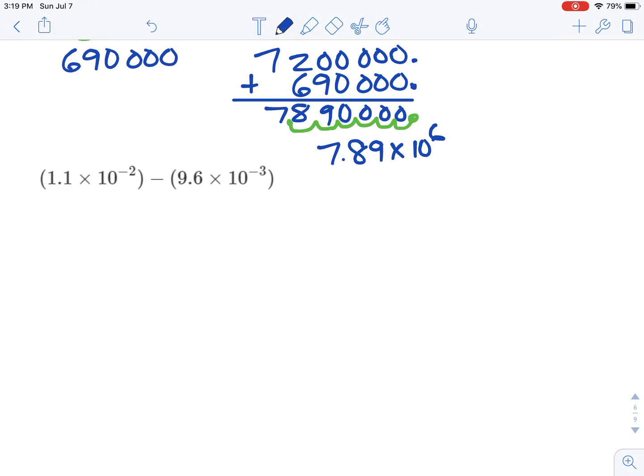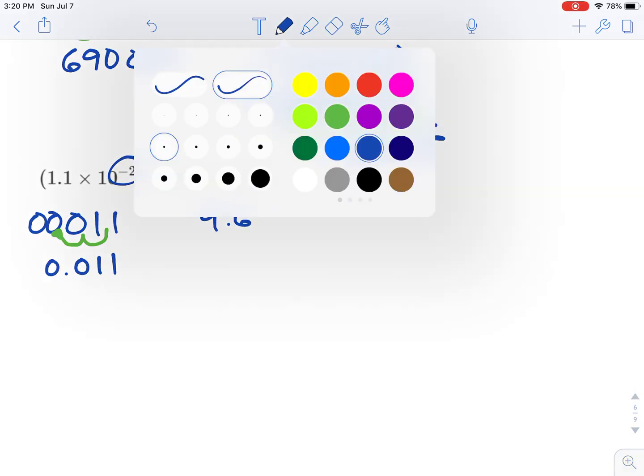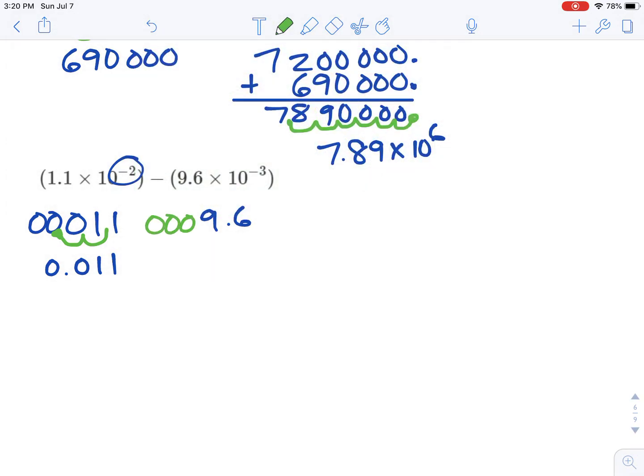Let's first convert to standard form. So 1.1 times 10 to the negative 2 here is going to make a very small number. So we're going to go to the left with this decimal in order to make it smaller. So 1, 2, the decimal would be right there, so 0.011. 9.6 times 10 to the negative 3, same idea. We're going to make it smaller, so we're going to go to the left 1, 2, 3 times. So that'll be 0.0096.